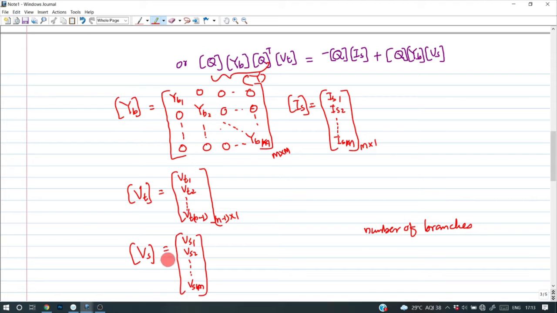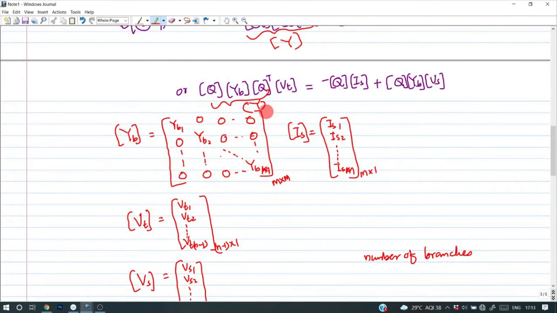Next is the source voltage matrix. How many branches are there? That many source voltage entries will be there in this matrix. So VS1, VS2, VS3, etc. VS1 is the source voltage in branch 1, VS2 is the source voltage in branch 2, and so on. VSM is the source voltage in the last branch. So these are the dimensions of the different matrices involved in this equation.